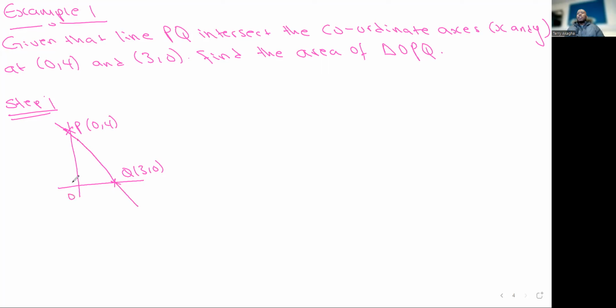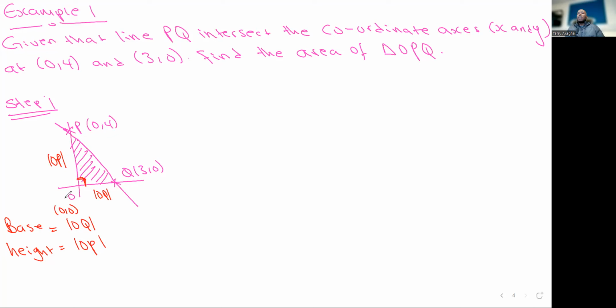So we're told to find the area of this triangle here. And as you can see from here, this is a right angle triangle. All right. So that means we can now say that the base here is going to be OQ, and the height here is going to be OP. So this is OQ and this is OP. Now we can use the distance formula to get the distance here.